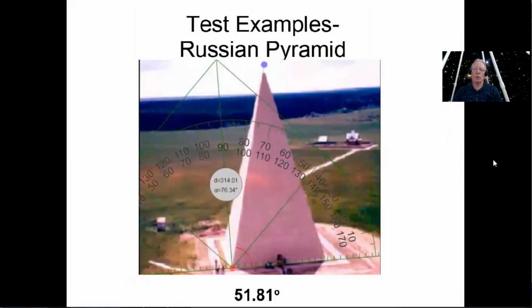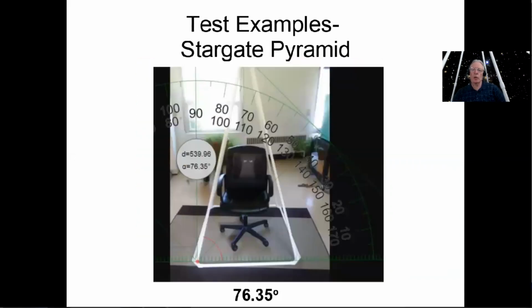Here's the Russian pyramid. We've determined that geometry through our own research to be 76.345 degrees through geometry. And we're coming in with the protractor at 76.34. Our own version of that same pyramid at 76.35. So we're getting an accuracy within 1 to 200ths of a degree in most cases, if we are straight on to the object. If not, we're going to have a little bit more variation. But without further ado, let's get started.